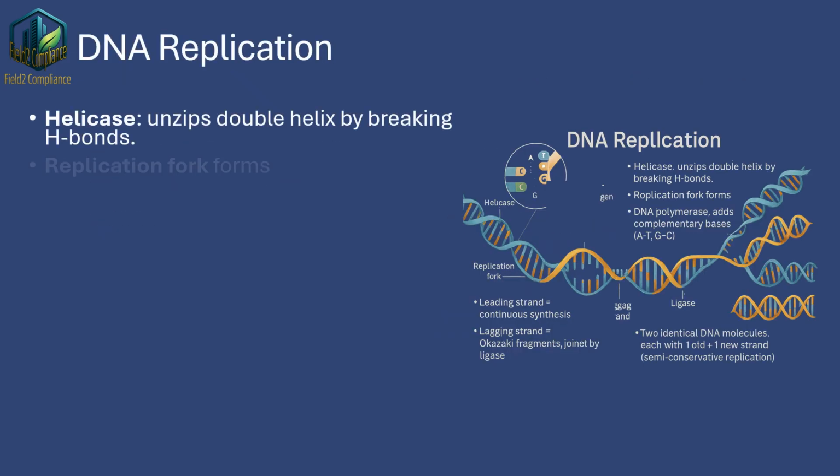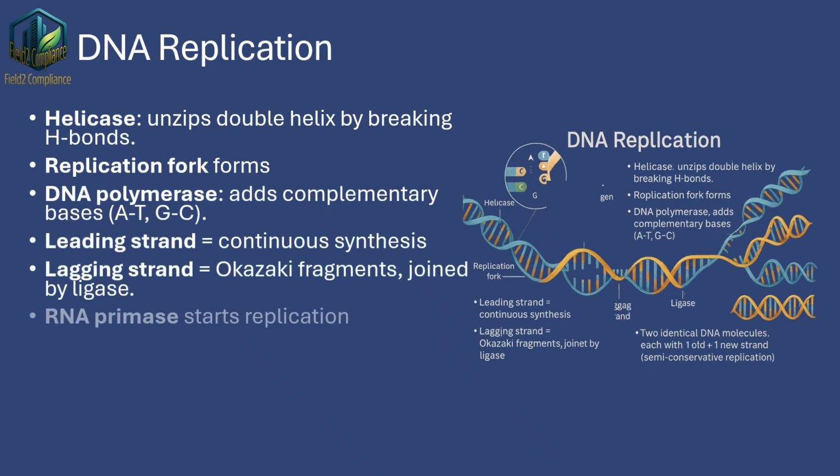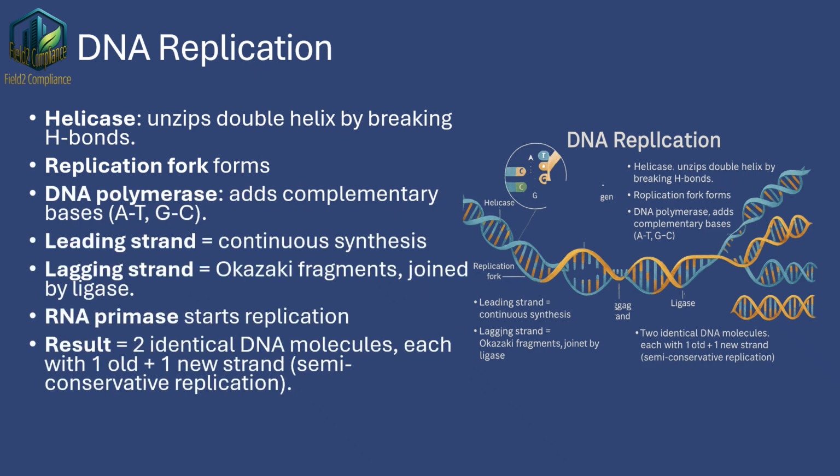DNA replication starts when helicase unzips the double helix, forming a replication fork. DNA polymerase adds complementary bases, A with T, G with C. The leading strand is built continuously, while the lagging strand is made in Okazaki fragments, joined by ligase. RNA primase kickstarts the process. The result is two identical DNA molecules, each with one original strand and one new strand.